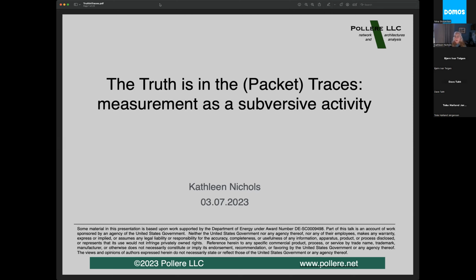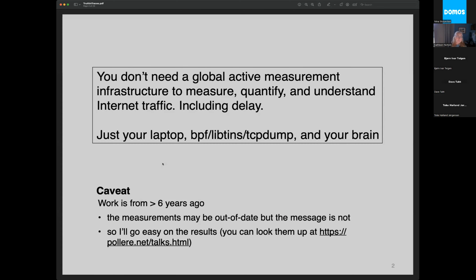And in that sense, I'm saying that measurement can be a subversive activity in the sense that you can go out and measure this stuff wherever you want, and you will have the truth of what kind of delay your applications are seeing, instead of what somebody tells you from an application, or from a little active measurement thing that you don't really know what's going on with.